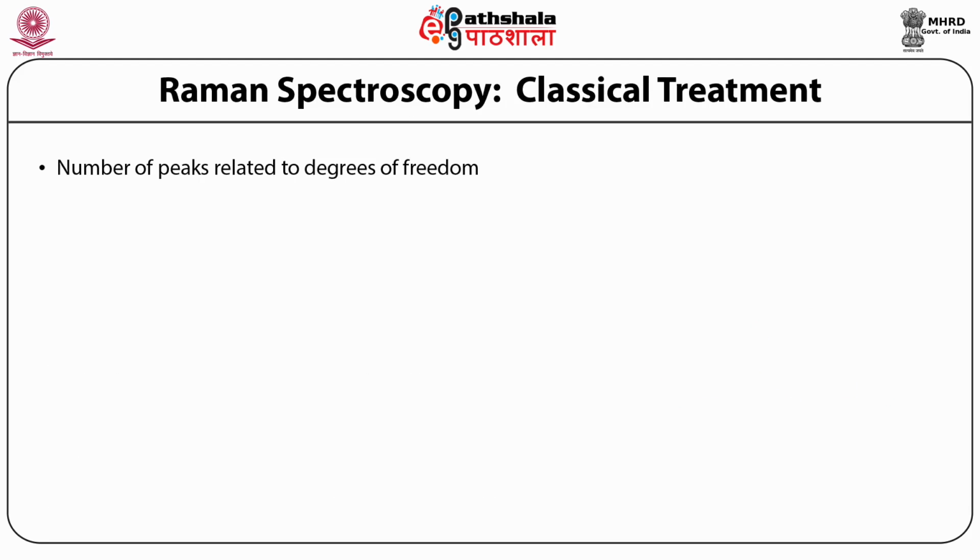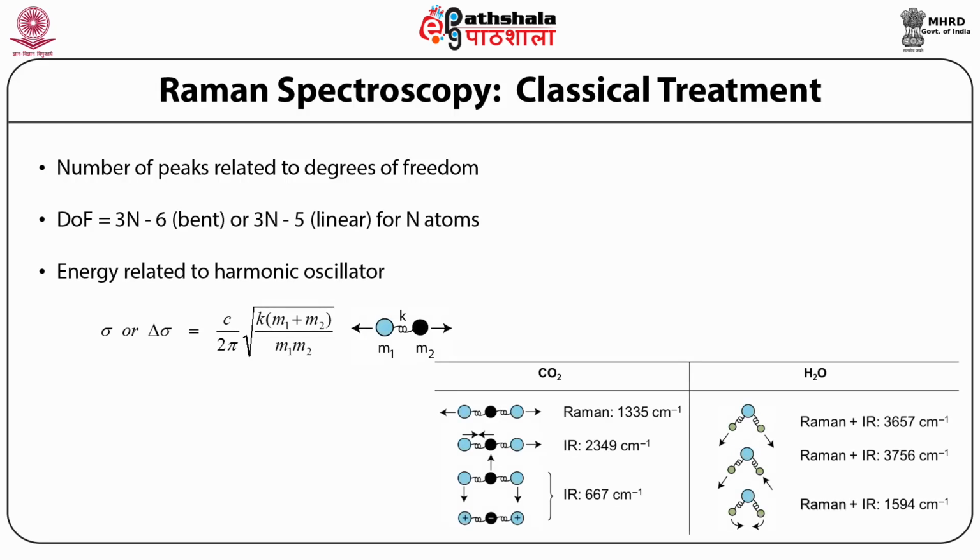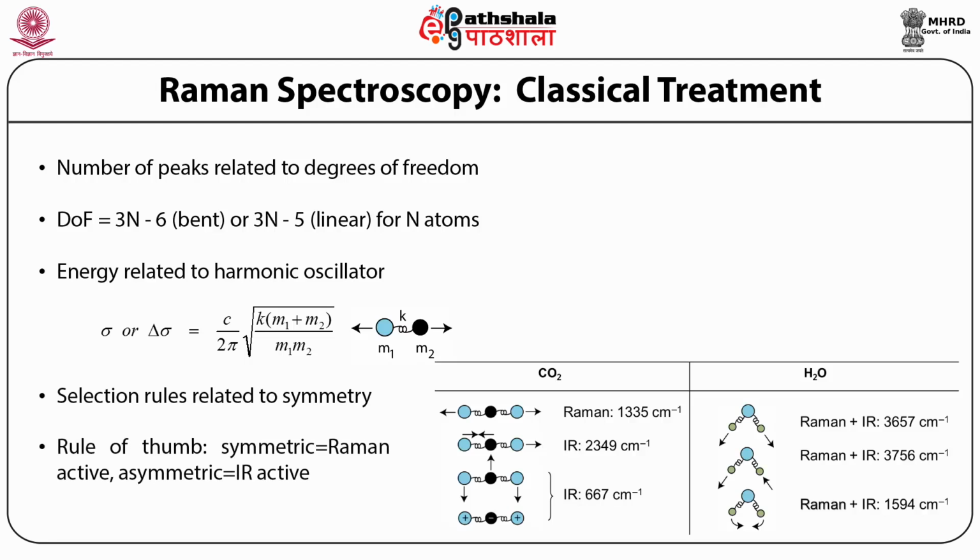The number of peaks is related to the degree of freedom. The degree of freedom, DOF, is equal to 3N minus 6 in bent mode, or 3N minus 5 in linear mode, for N atoms. The selection rule related to symmetry: the rule of thumb is that if it is symmetric, it is Raman active. If it is asymmetric, it is IR active.